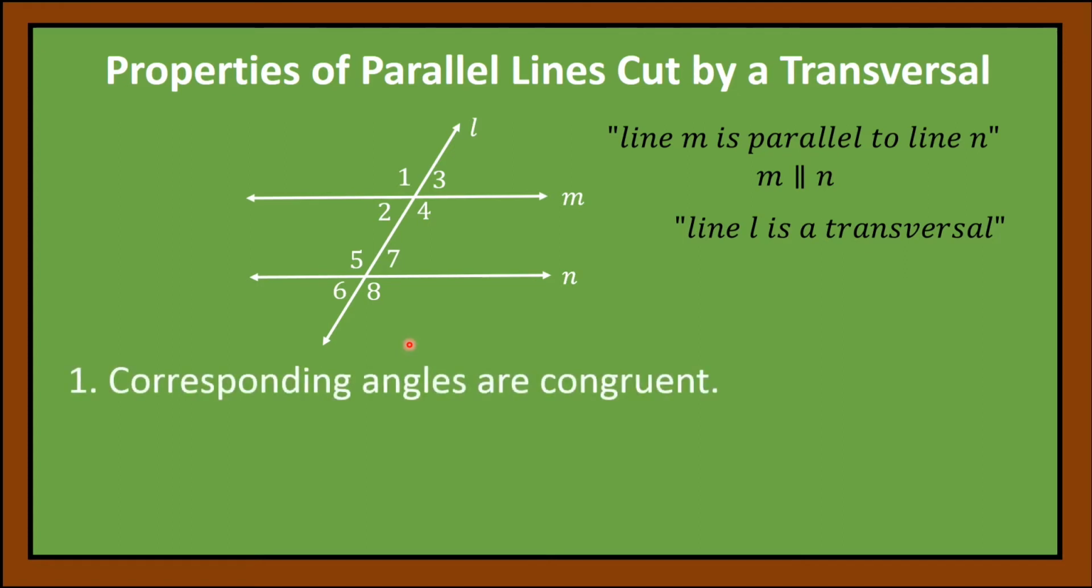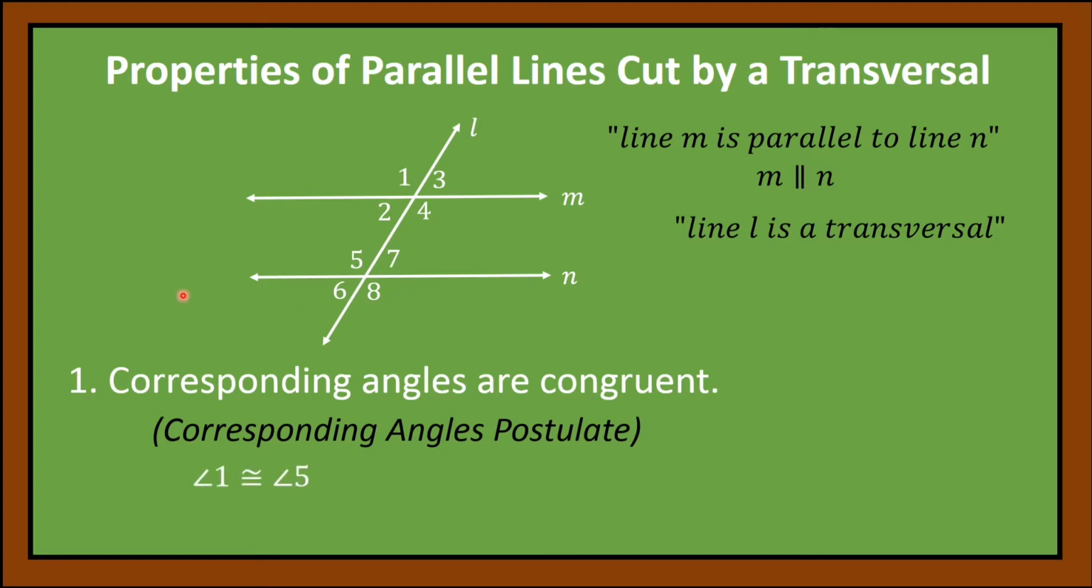So, una, corresponding angles are congruent. Ito ay based sa corresponding angles postulate. So, ano-ano yung tinatawag na corresponding angles? Based dito sa ating figure, ang ating corresponding angles are angle 1 and angle 5. So, ibig sabihin yan, kung ano ang sukat ng angle 1, yun din ang sukat ng angle 5.